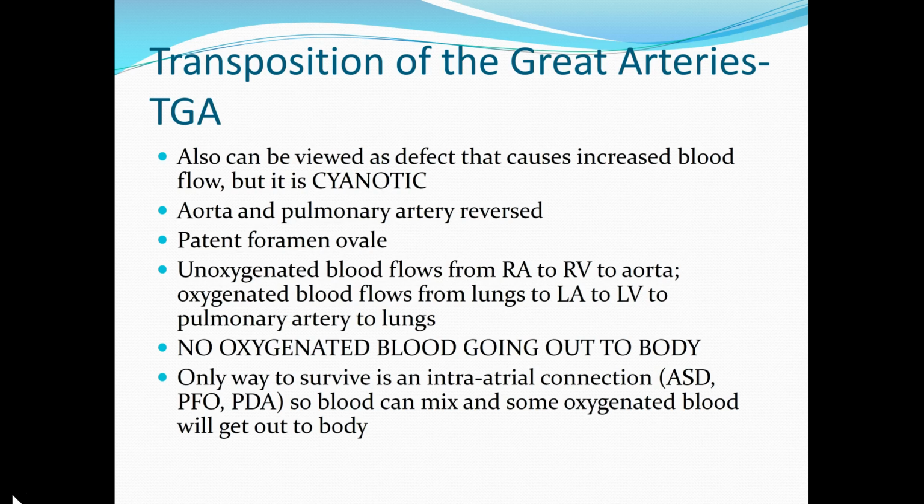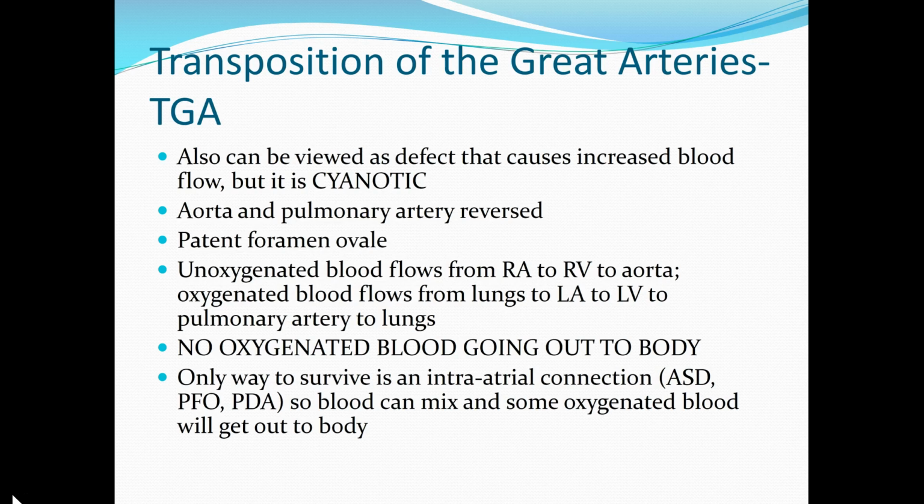So unoxygenated blood flows from the right atrium to the right ventricle to the aorta, and oxygenated blood flows from the lungs to the left atrium to the left ventricle to the pulmonary artery and the lungs. So basically, there is no oxygenated blood going out to the body. Think about it. These arteries are transposed, so they are where they should not be. So the blood is not flowing properly, and so it's not getting oxygenated and going to the lungs like it should, and so your body is not getting any oxygenated blood.